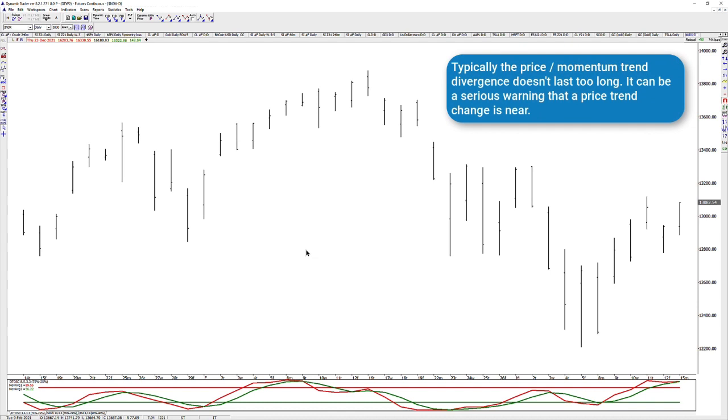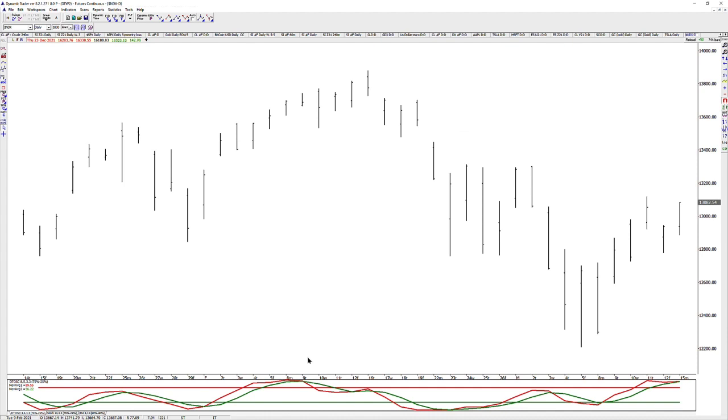Now, typically, that doesn't last too long. And in fact, it's a real warning sign that the price trend is nearing the end when the momentum trend begins to diverge with the price trend. So it's a sort of wake-up call that there's a good possibility you want to be alert to a price reversal that's upcoming. So that's how price and momentum trends can diverge. And with that said, there's a particular strategy also on price momentum divergence that can be used to your advantage when making some trading decisions.